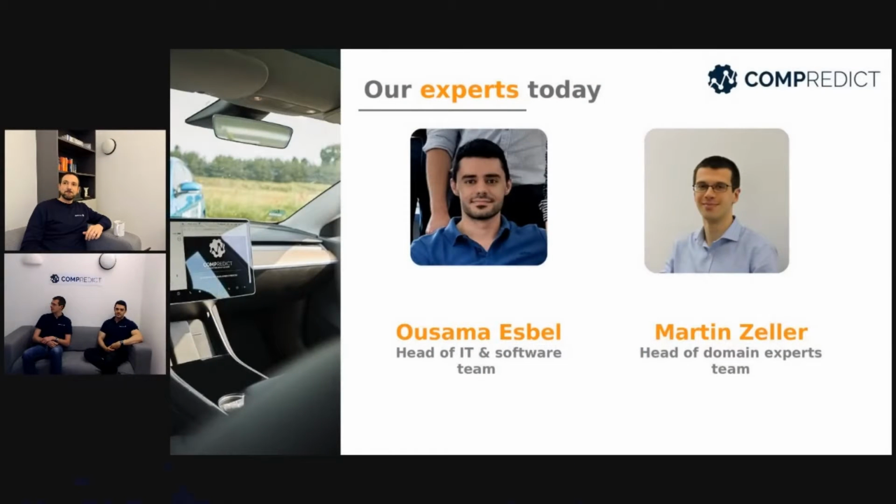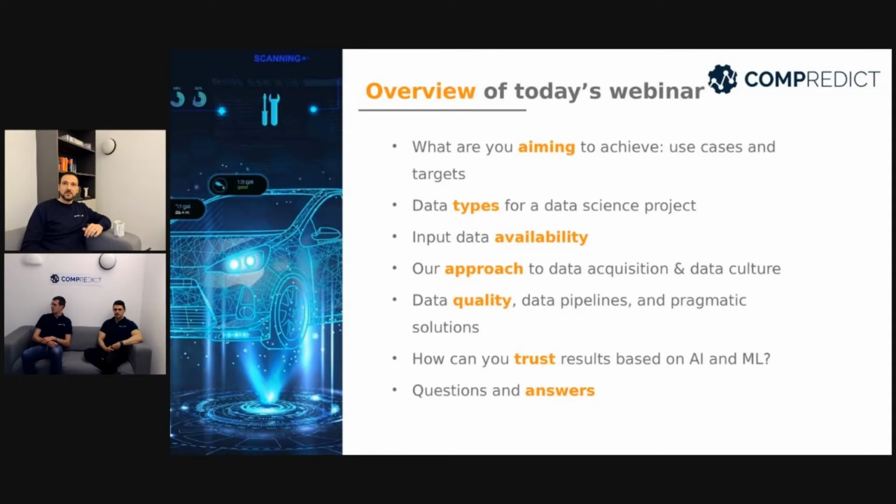All right, then let's have a look at the overview of today's webinar and what we'll be tackling. First, we will address the point of what you are aiming at achieving. What are the use cases? What are the targets you have to take care about? What does it look like? Secondly, we'll speak a bit about data types for data science projects, so which kind of data you have to consider and how to manage them. Then we will speak about the availability of the data you need, because to know which data you need is one point, but to make this data available is another one.